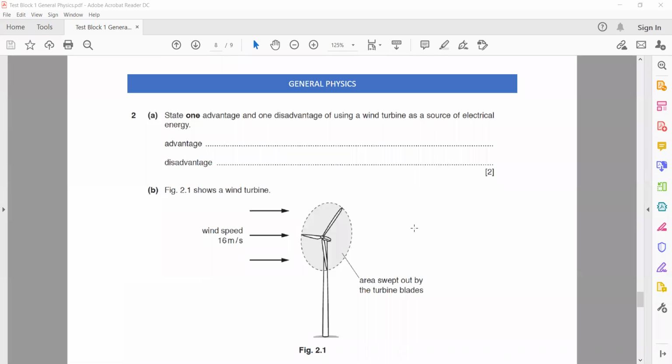State one advantage and one disadvantage of a wind turbine. So what are the advantages for this wind turbine? We don't need fuel. It does not produce pollution. It's renewable. And what is the disadvantage? It causes visual pollution, it's expensive to build, and it causes noise pollution as well. So: no fuel required, renewable. Disadvantage: it can cause noise pollution or visual pollution, or be expensive to build.